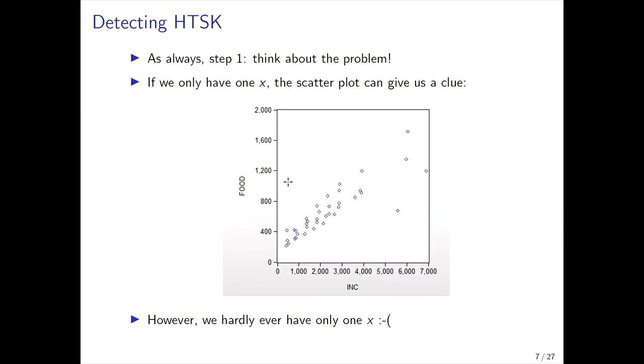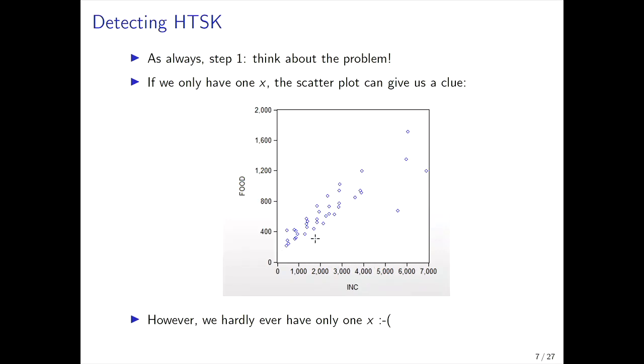So in that example, assuming homoskedasticity would not be plausible. We would definitely have heteroskedasticity. Another thing that we can do is look at the scatter plot of the dependent variable and each of the regressors. So in this example here, we have the scatter plot between income and food. So food is the dependent variable, income is one of the regressors.